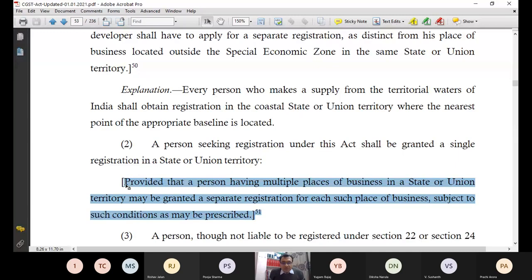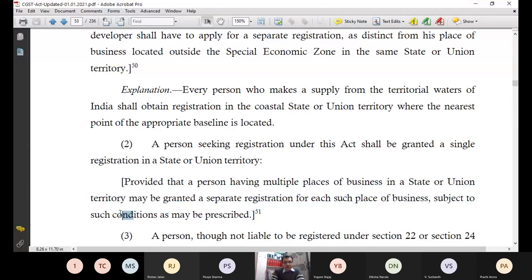Section 25 subsection 2 says that in each state or in each UT, any person can have one registration number. But suppose in Delhi, I have 50 branches. For example, I am a cloth shop owner and I have 50 cloth showrooms within Delhi. The question arises, can I take 50 registration numbers for different offices? The answer is yes. But some conditions have to be fulfilled, as it says, you have to fulfill some conditions as may be prescribed.